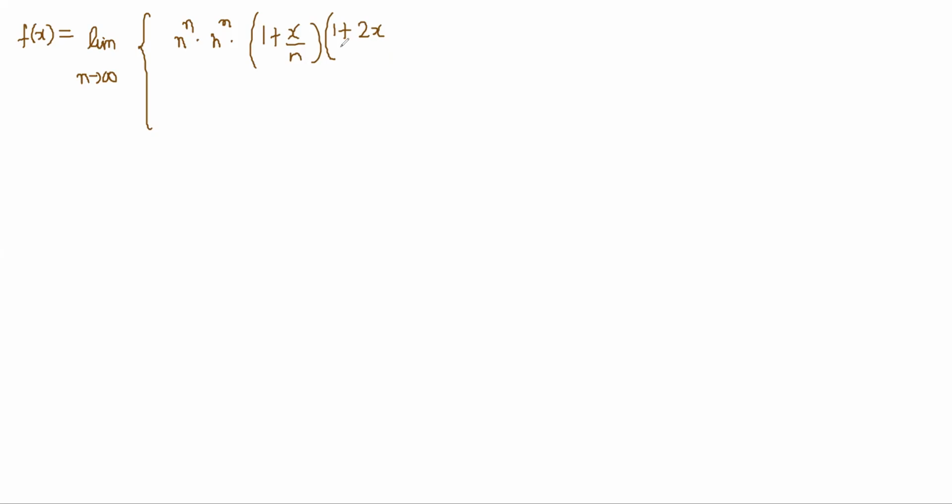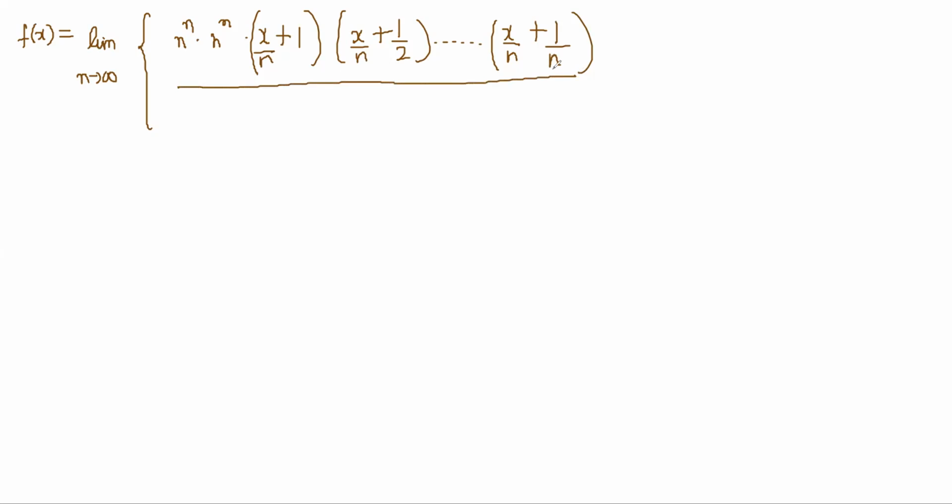From the top expression, if you take n out, it will come x plus 1, x by n plus 1, and the next one will be x by n plus half, right? Like this, no? x by n plus 1 by n, right? Correct? Makes sense? Yes, sir. Okay.